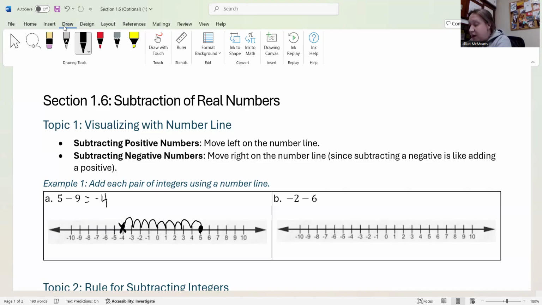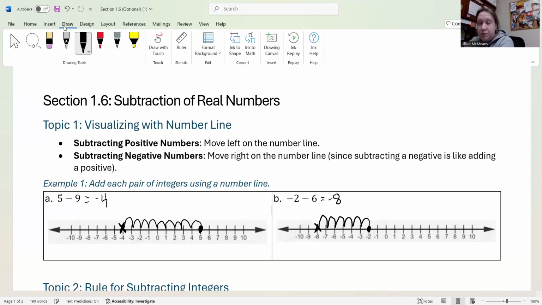All right, next up we have negative 2 minus 6. So I would first figure out where my first number, negative 2, is. So that's going to be right here. I'm subtracting 6, which means I'm subtracting positive 6. So I would move to the left. So I would go to the left 1, 2, 3, 4, 5, 6. And that puts me here at negative 8.